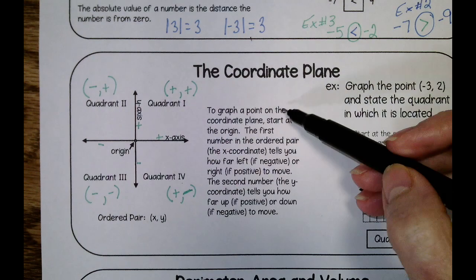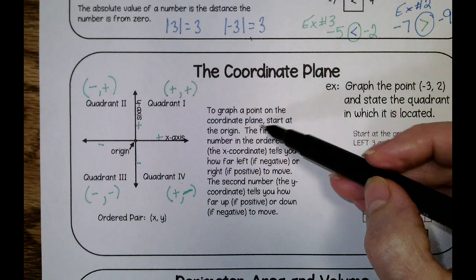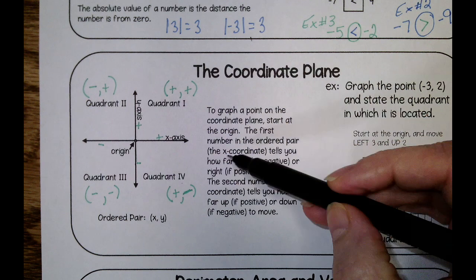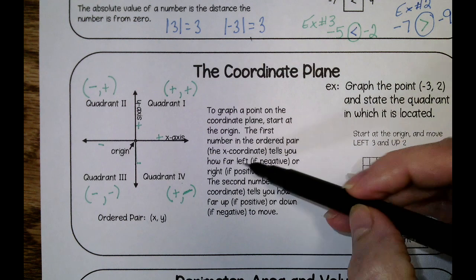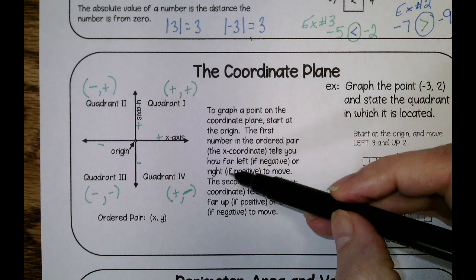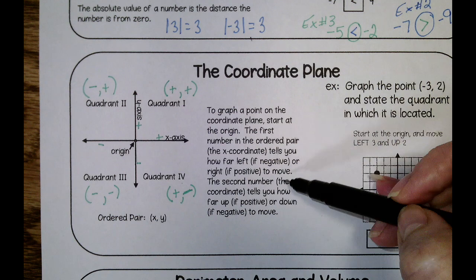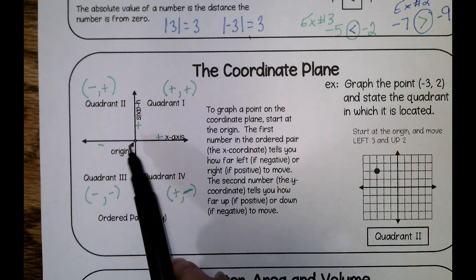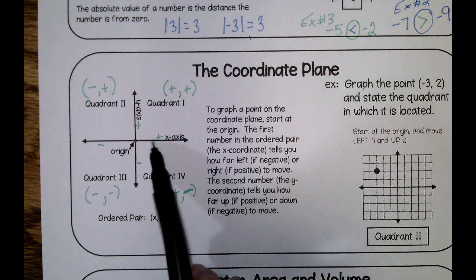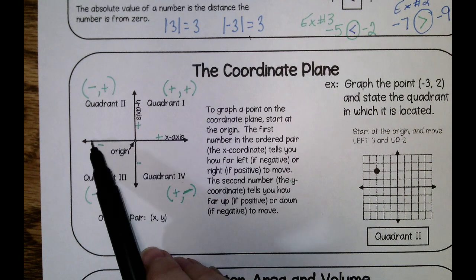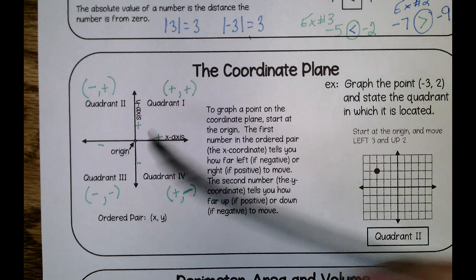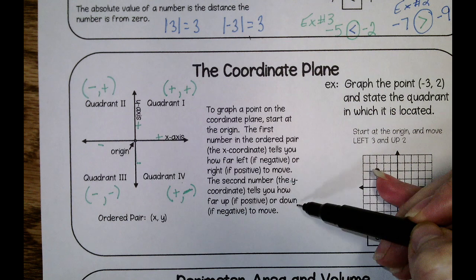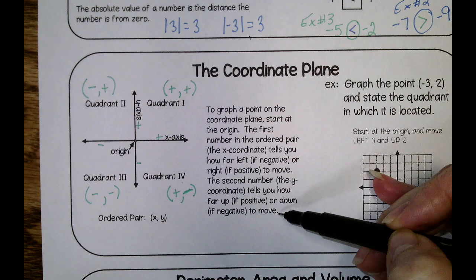All right, right here it says to graph a point on the coordinate plane, start at the origin. The first number in the ordered pair is the x-coordinate. That tells you how far left, if it's negative, or right, if it's positive, to move. So if you think about this as a number line, and that's 0, this side's positive, this side is negative. Think about the number line. The second number, the y-coordinate, tells you how far up, if positive, or down, if negative, to move.